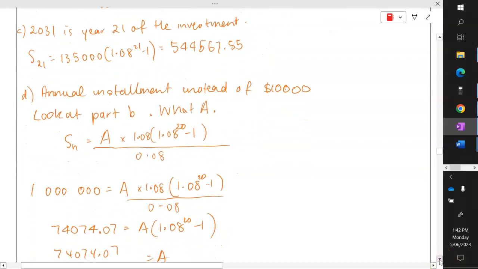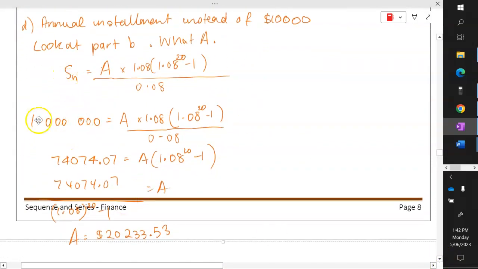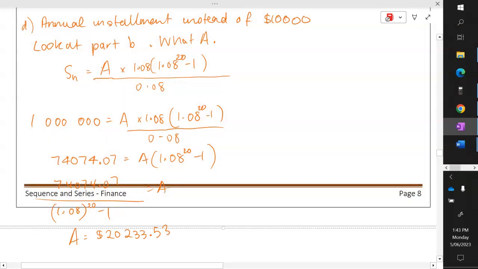So what we're basically wanting to do is set our sum to N as 1 million, and rearrange our formula to get an A value. I've put this side in my calculator, divided by 1.08 over 0.08 on this side, and then divided by the part in the bracket, and I've ended up with this value in here. Sorry, you can't see that very well there, I don't think. So my annual installment would be $20,233.53 to get $1 million as my sum.